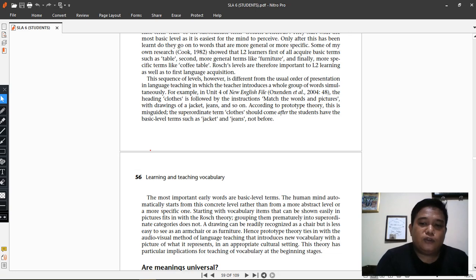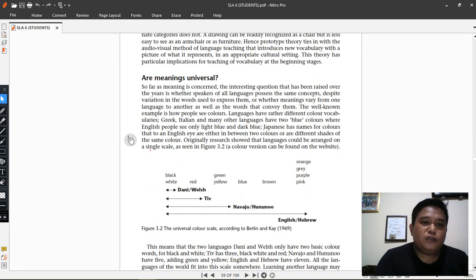And then here, are meanings universal? So far as meaning is concerned, the interesting question that has been raised over the years is whether speakers of all languages possess the same concepts despite variation in the words used to express them. So, are meanings universal? Well, yes, it is universal, but also it is flexible. Meanings are not only universal but also flexible.